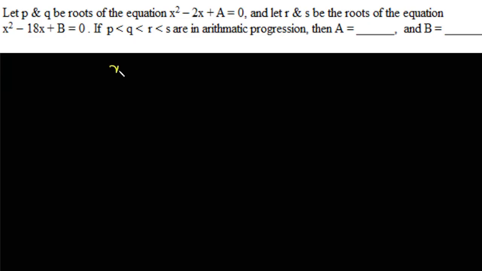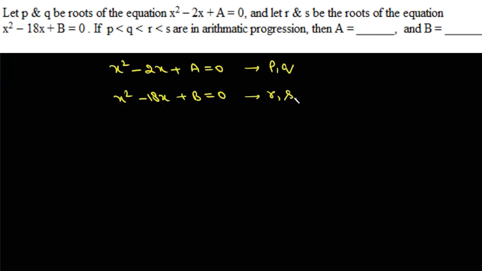So we have this equation x square minus 2x plus a equals 0, and here roots are p and q, and r and s are the roots of the equation x square minus 18x plus b equals 0. Now it says p is less than q, less than r, less than s, and they are in AP. We need to find the value of capital A and capital B.